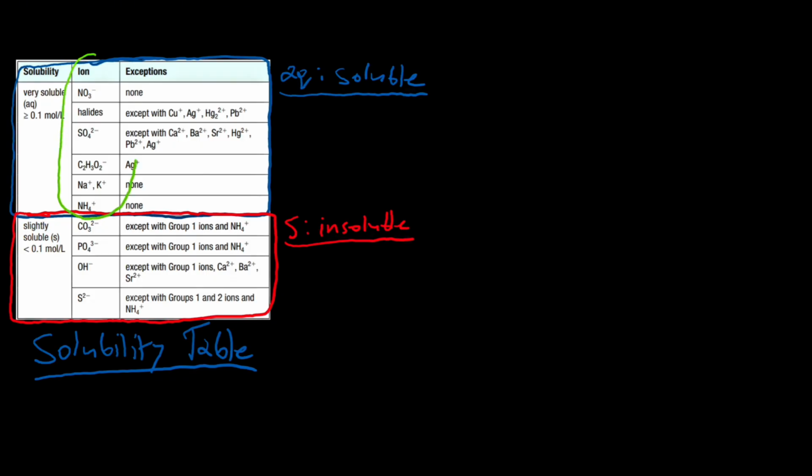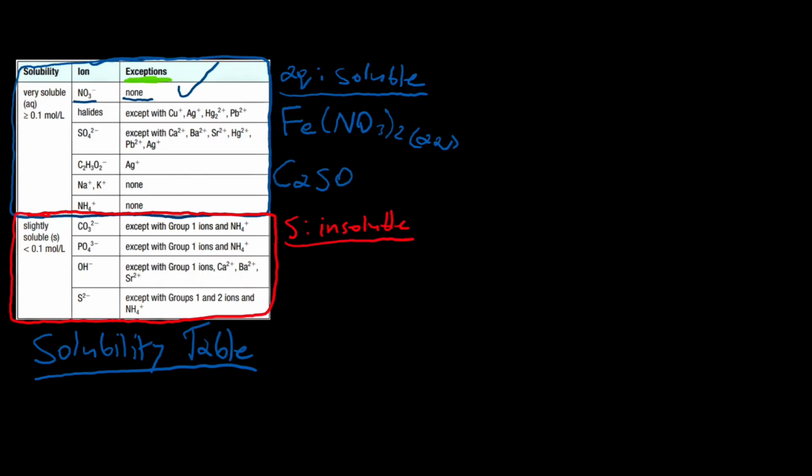Let's look at this column here. For the top section, if the compound has any of these ions, then the compound is soluble, and we would write aqueous. However, there can be some exceptions, which are shown on the right of each ion. So let's say we had iron 2 nitrate. We can see that this compound includes a nitrate ion, so our assumption is that it is soluble. Taking a look at the exceptions, there are no exceptions for nitrate, meaning that any compound that contains nitrate will be soluble.